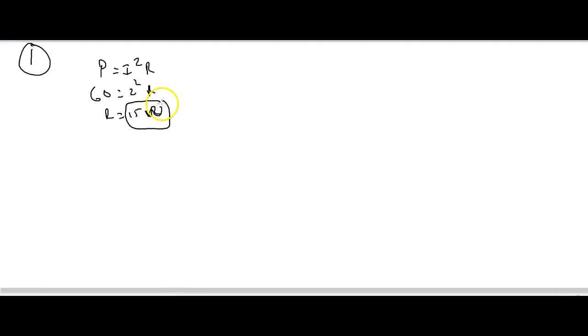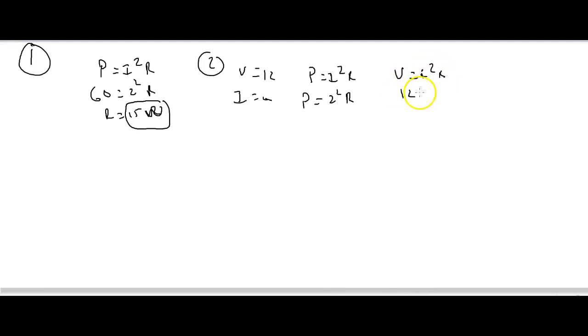Okay. Then the next question is a 12-volt battery. A 12-volt battery causes a flow of 2 amps through a lamp. What is the power of that lamp? So I'm going to go P equals I squared R. P equals 2 squared times, oh, I don't know the resistance. So now I'm going to have to use my second equation. 12 equals, no, V equals IR, my bad.